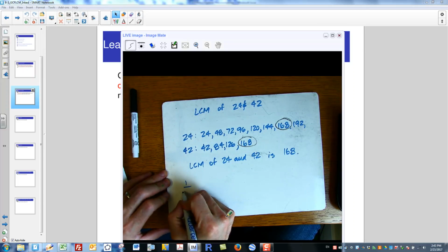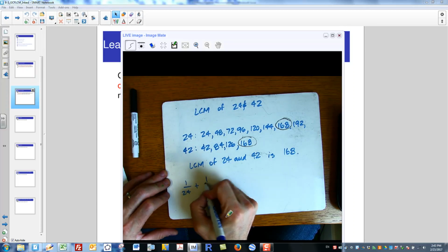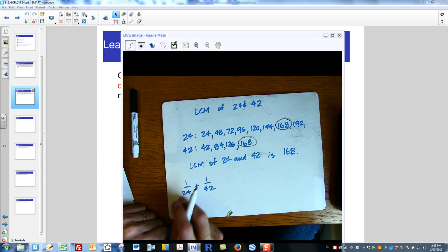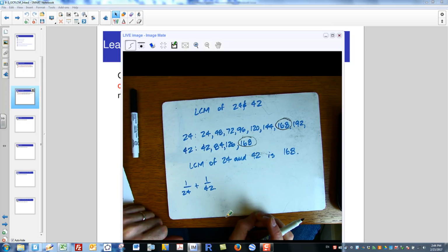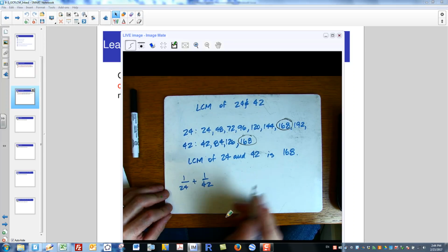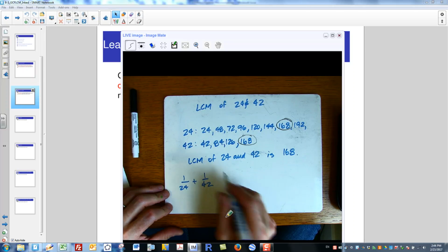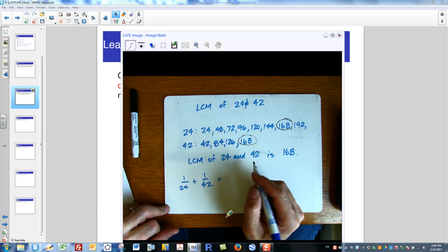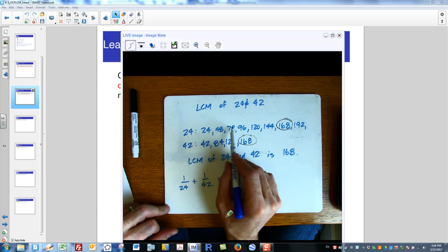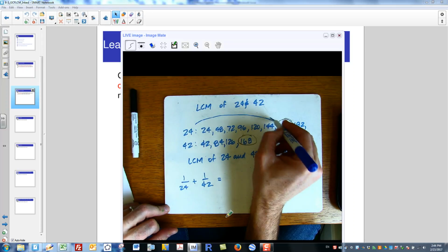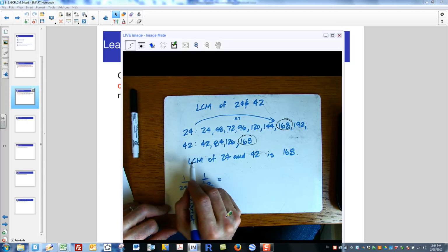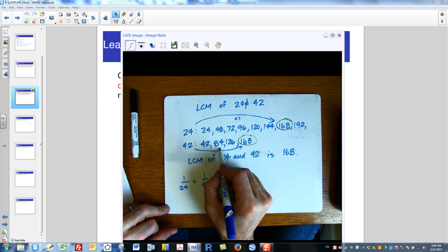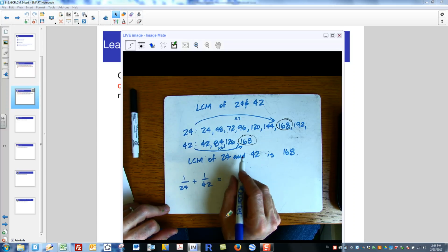If you have 1 over 24 and you're adding to it 1 over 42, what you need is what's called a common denominator. You need to scale up 24 and 42 so that they're in the same number of units so that you can then add the numerators. So the right number to use here is the LCM. It turns out that 24 times 7, and 42 times 4, is how I get to each one of these.